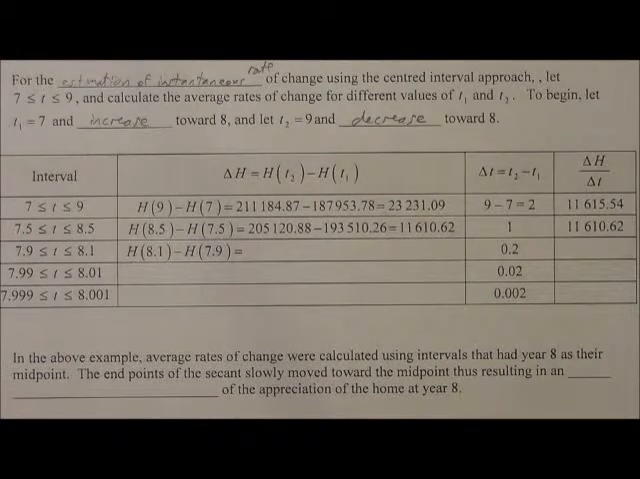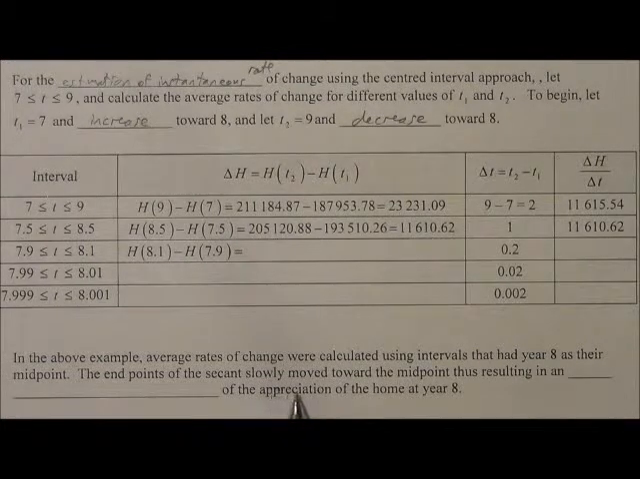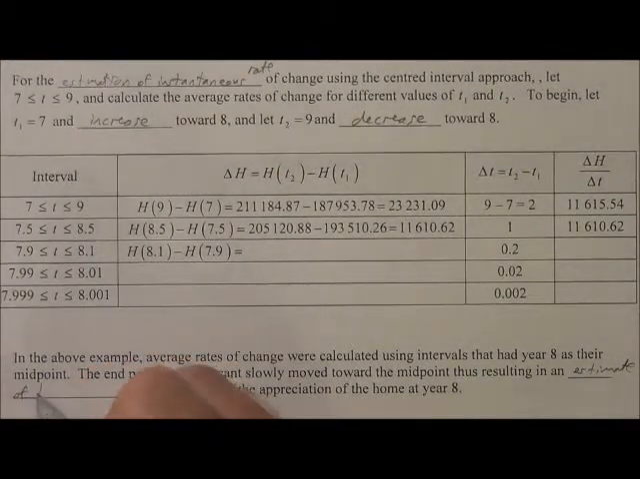But we will fill in this final part here. In this example, the average rates of change were calculated using intervals that had 8 as their midpoint. The endpoints of the secant slowly move toward the midpoint, thus resulting in an estimate of the instantaneous rate of change.